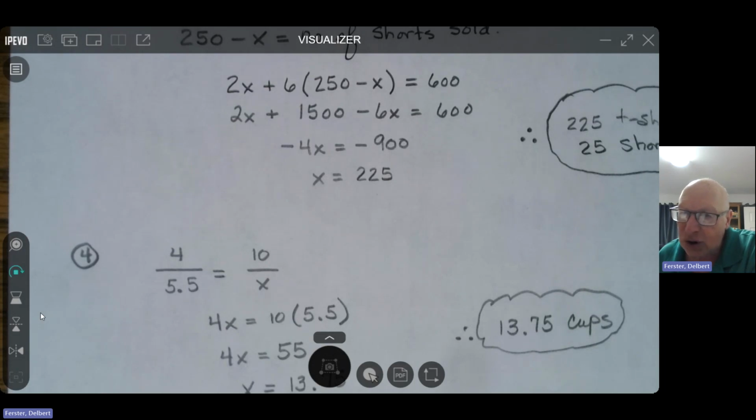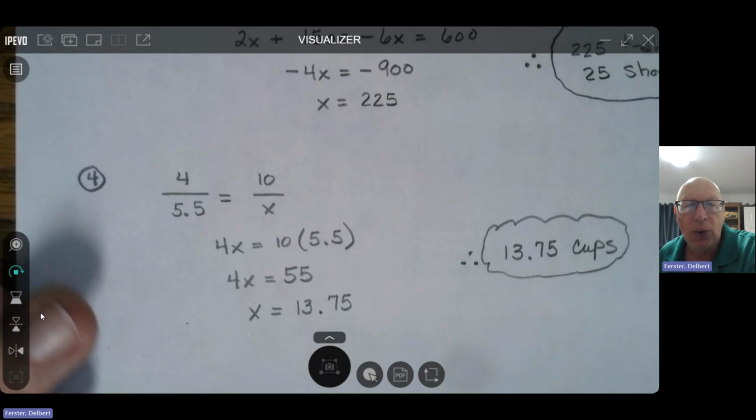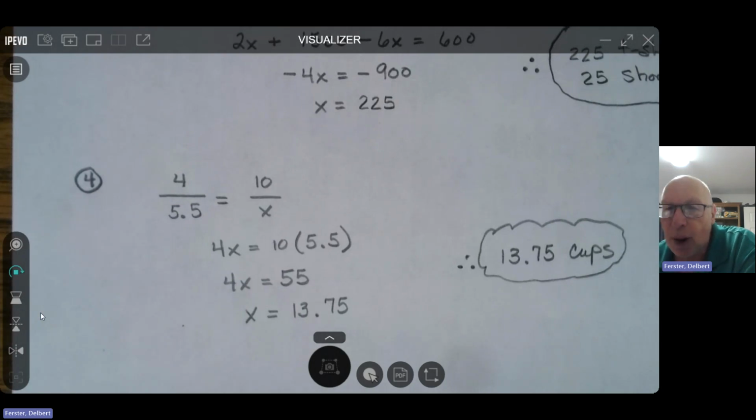If you're putting batches on top, make sure you have batches on top of both fractions, and cups of sugar then are in the bottom of both fractions. Again, to solve, we'll cross multiply.